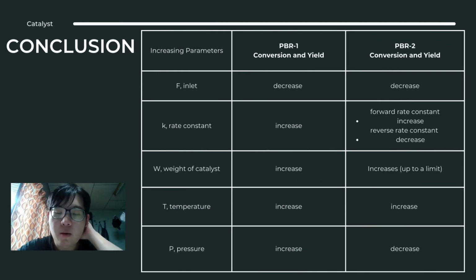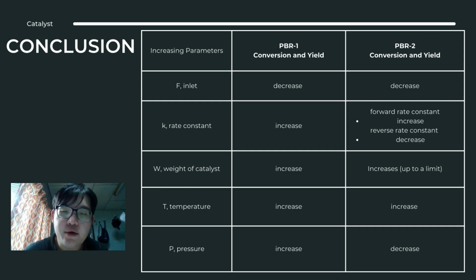So here is the conclusion for the numerical calculation. This table shows that when we want to increase the parameters like molar flow rate of the inlet, the rate constant, the weight, the temperature, and the pressure, will the conversion and yield increase or decrease? So when we are increasing the molar flow rate feed, the PBR1 conversion and yield will decrease, and PBR2 conversion and yield will decrease as well.